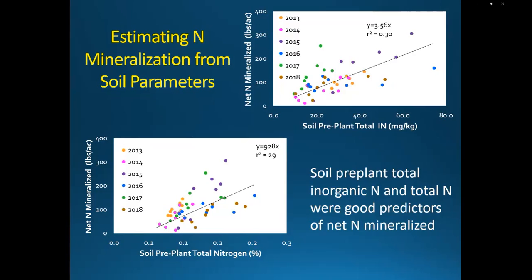And there was about 3.5 times the pre-plant inorganic nitrogen ended up being the amount that was mineralized over the season. Although you can see that this varied from year to year, likely due to climatic events. The other indicator that was somewhat useful seemed to be the pre-plant total nitrogen, and that was not as well correlated as the pre-plant inorganic nitrogen, but was still fairly well correlated.